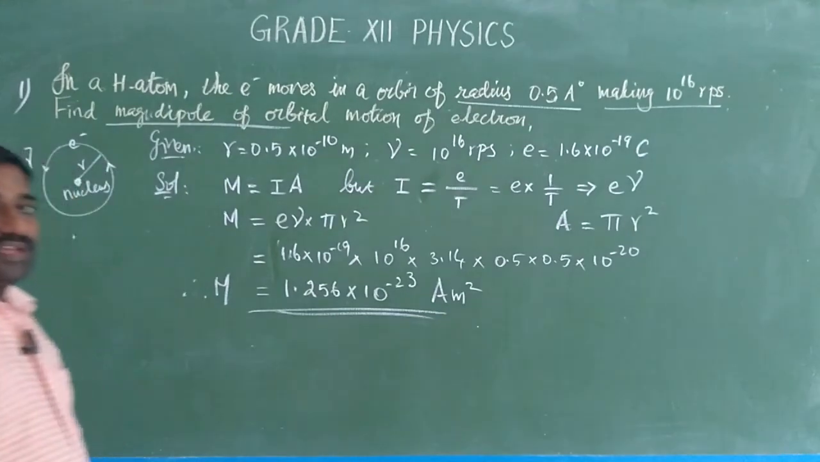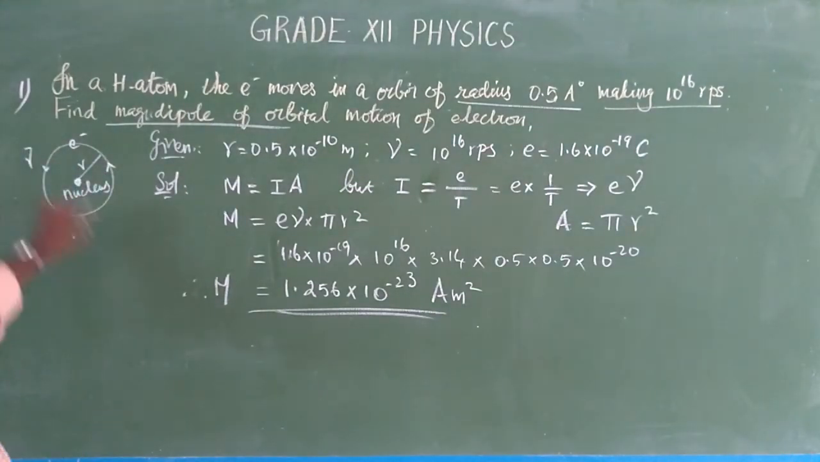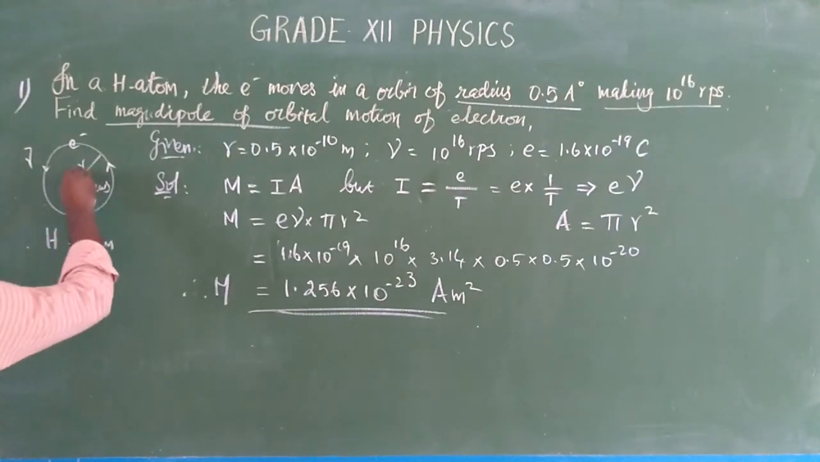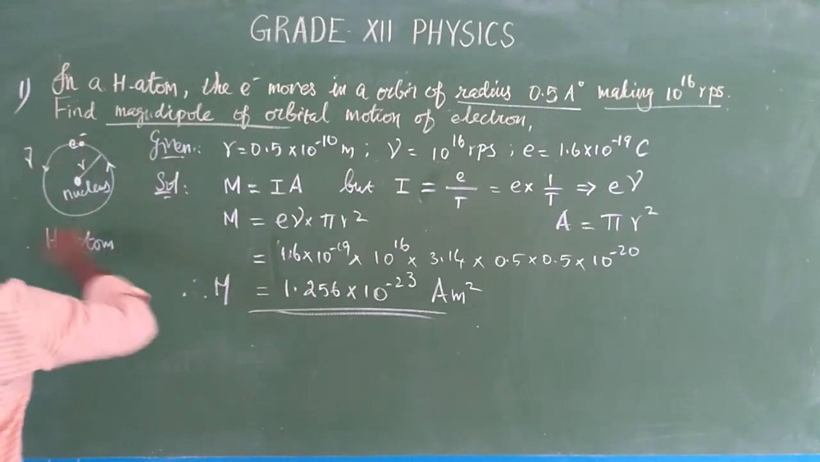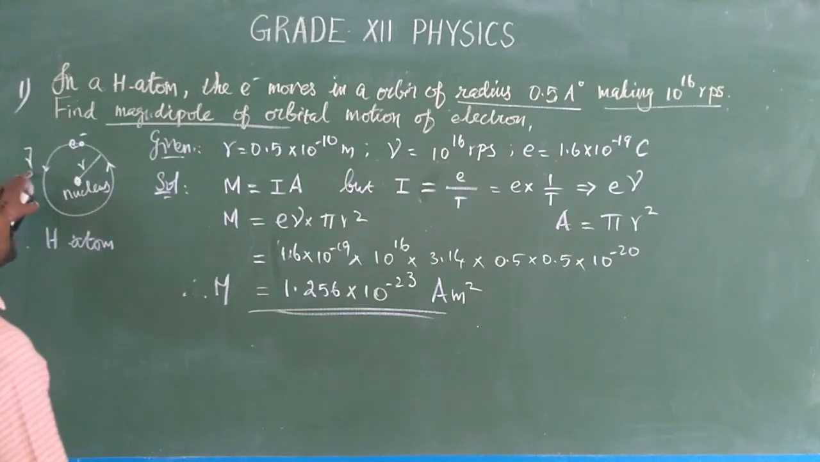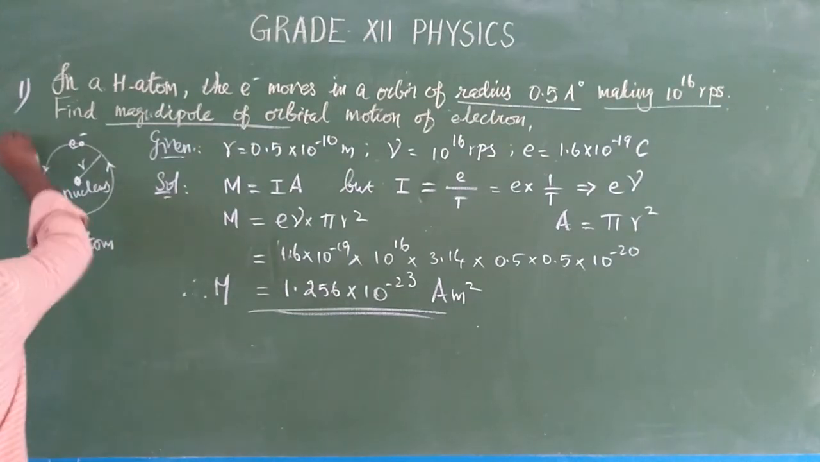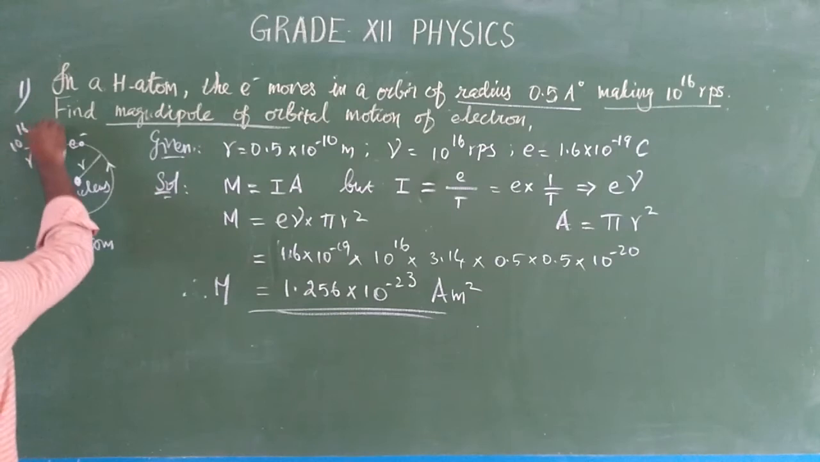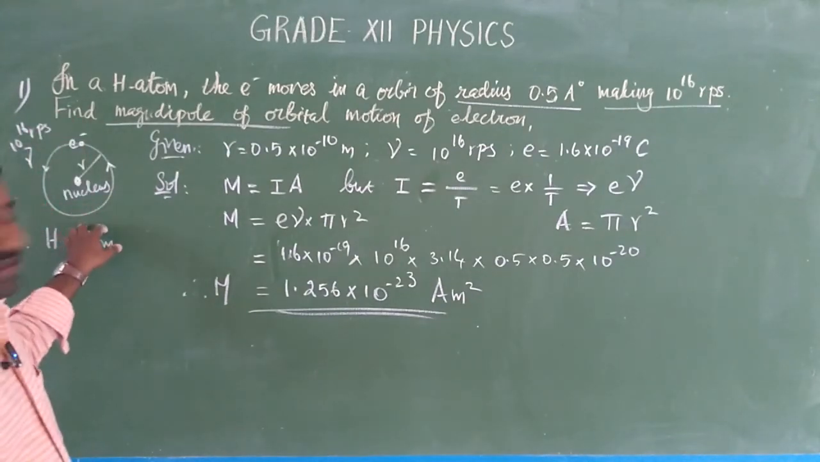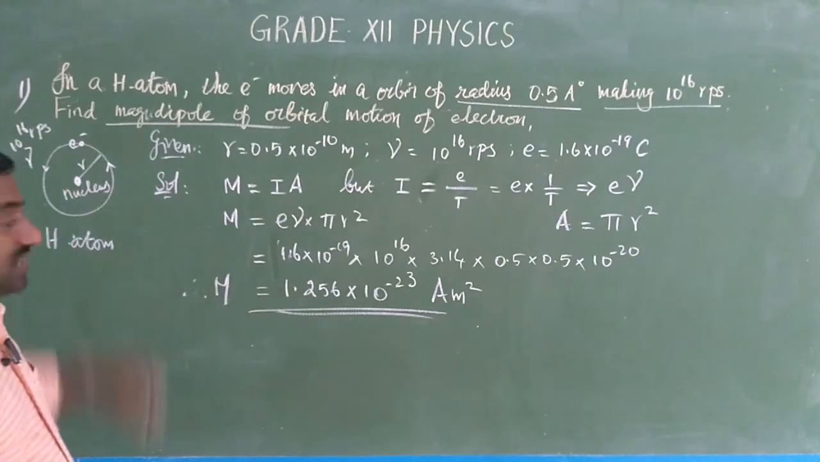Okay, I repeat once again, it's a very simple question. For a hydrogen atom, this is the hydrogen atom, and this is an electron that revolves around the nucleus with a radius of 0.5 angstrom, making an angular frequency of 10 to the power 16 rotations per second. Then what is the magnetic dipole moment of the orbital motion of the revolving electron?